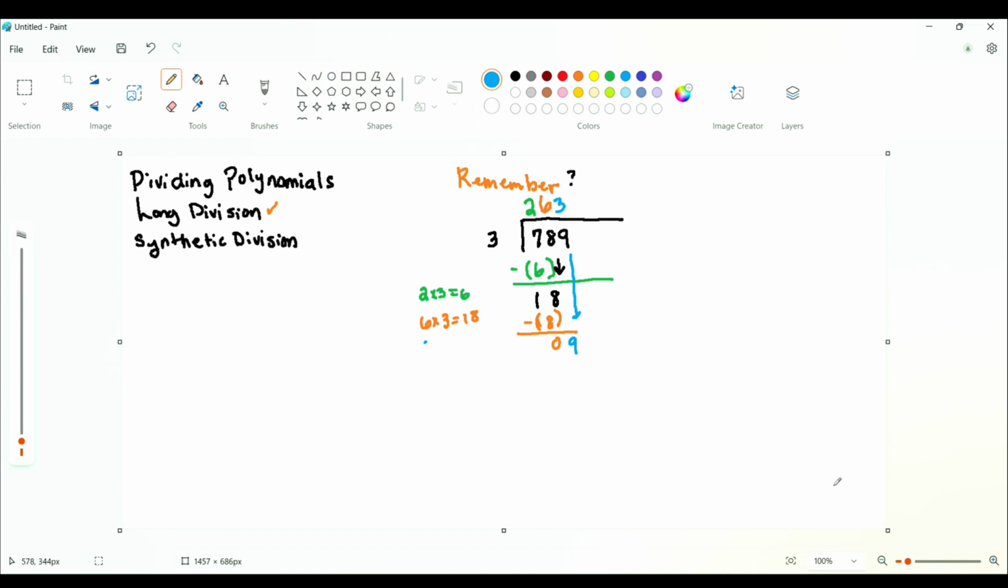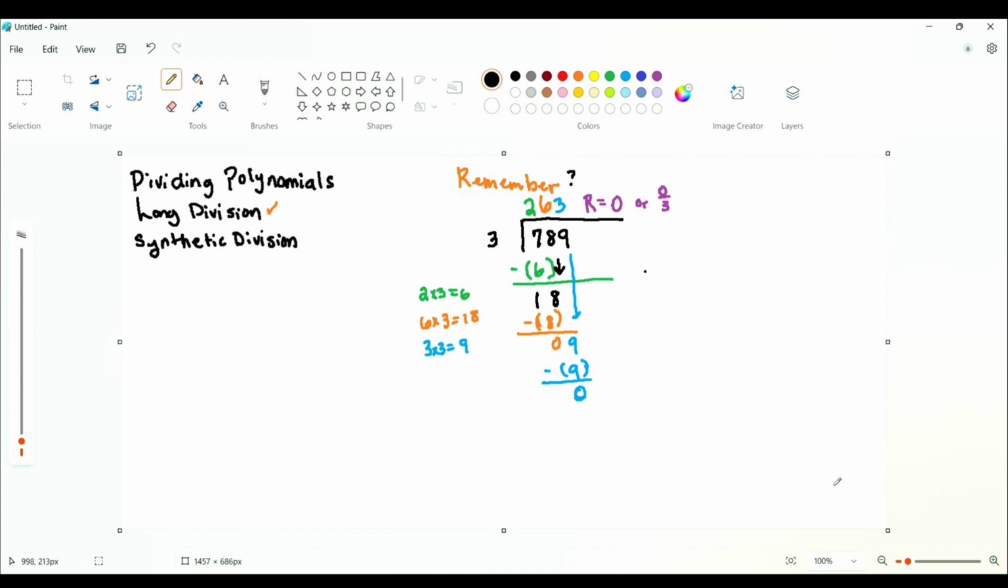The result is 0. Bring down the next number. That's 9. So now we're going to divide 3 into 9. It gives us 3. 3 times 3 is 9. Subtract 9 and we get 0. This number at the bottom is what we will call the remainder. The remainder is 0, or 0 divided by 3, which is also 0. Again, you've seen this before.